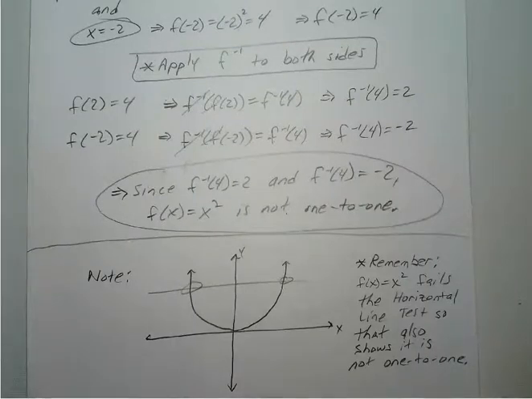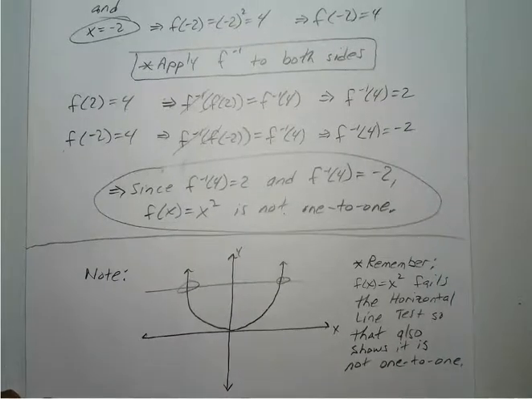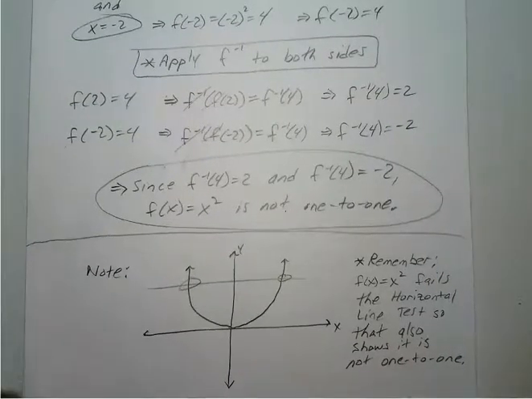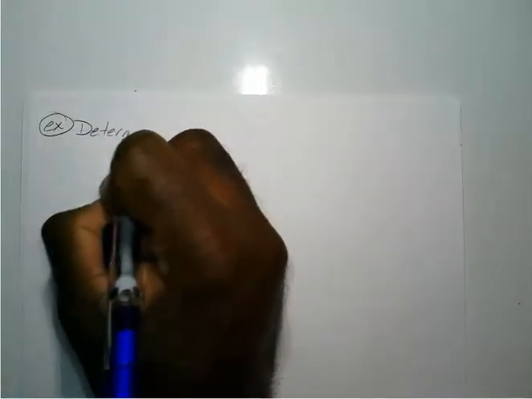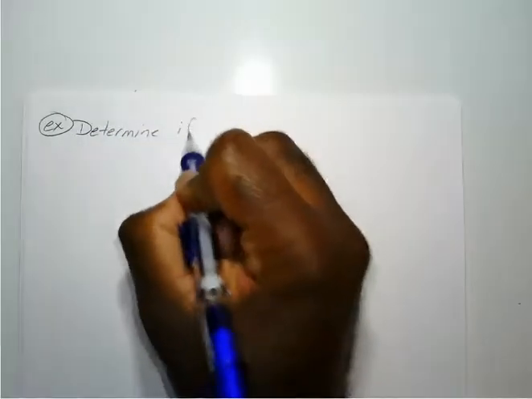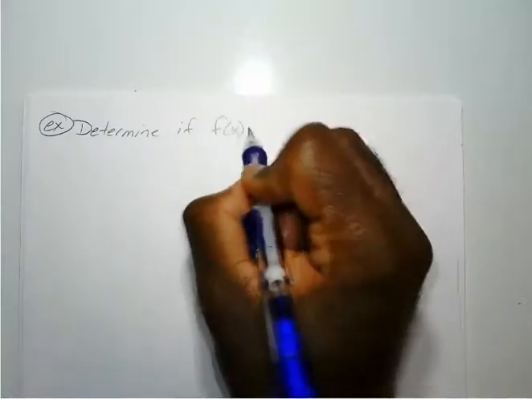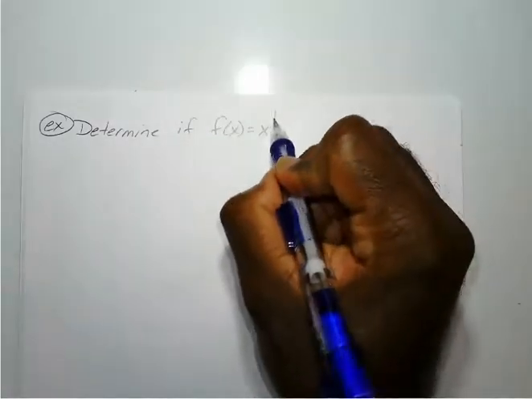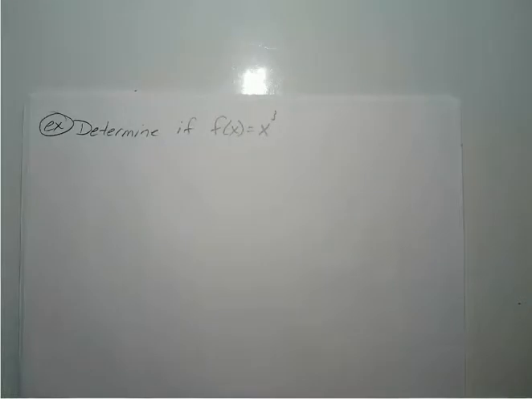All right? Okay, so if you're still writing, please feel free to press pause. We're going to go ahead and go to our next example. All right, so let's say, for example, determine if f of x equals x to the third power is one-to-one.